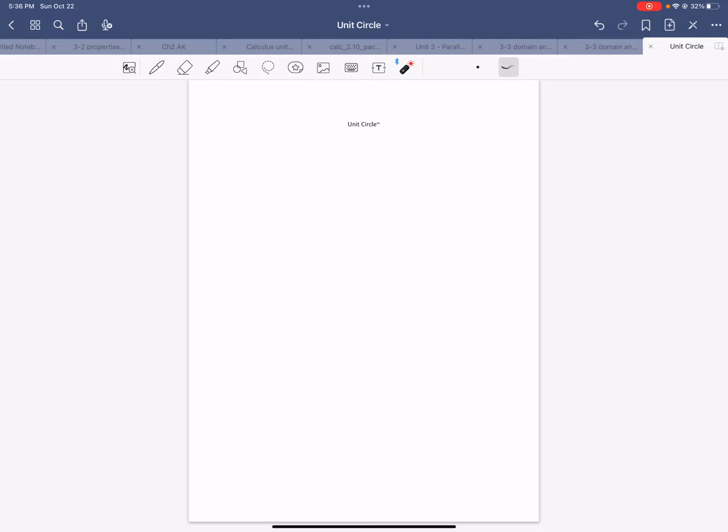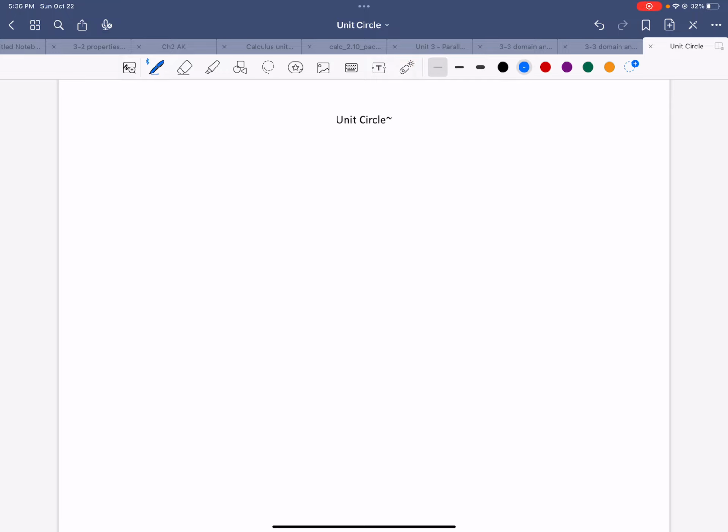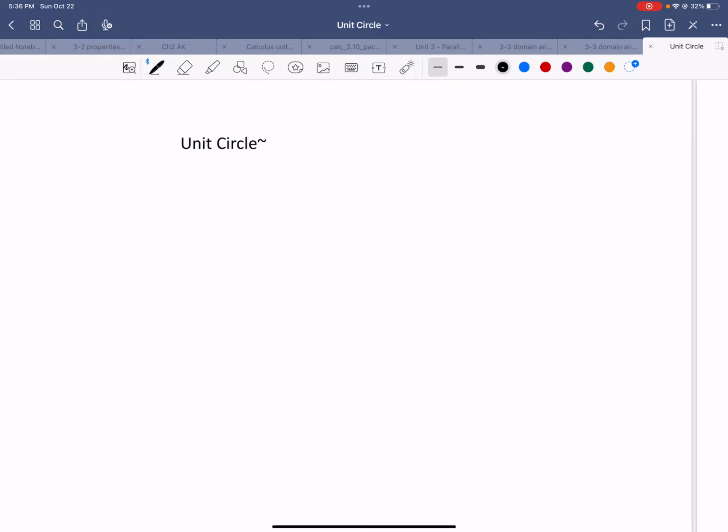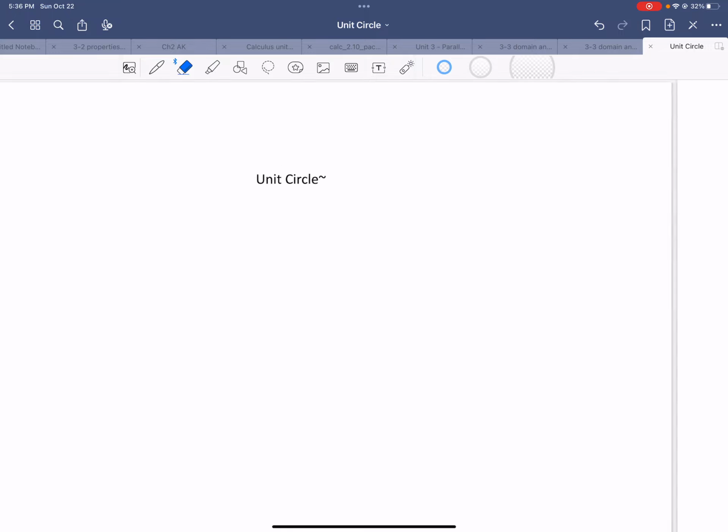Hello guys, welcome back to calculus class, but this time we're going to review the unit circle. This is something that I taught in tutoring, but I believe it can help many of you. I will help you find the unit circle and how to memorize it. I mean, there's no way around it, but I think you have to understand what it is.